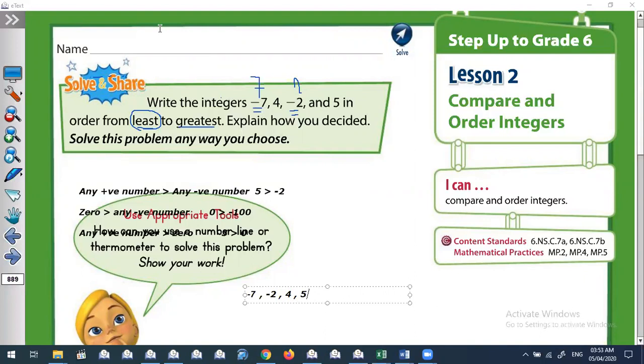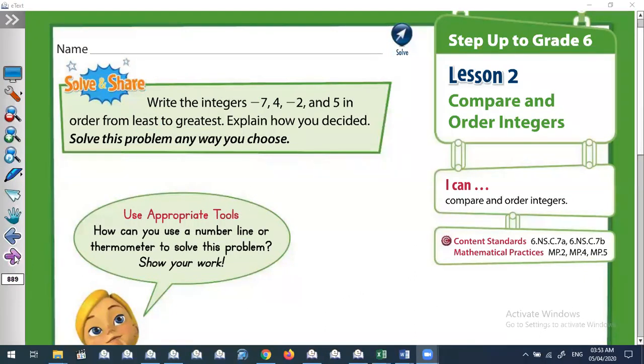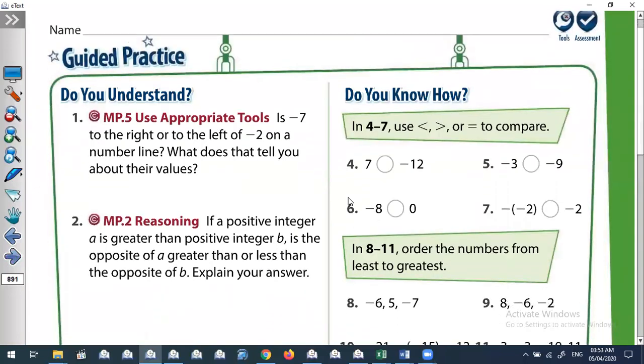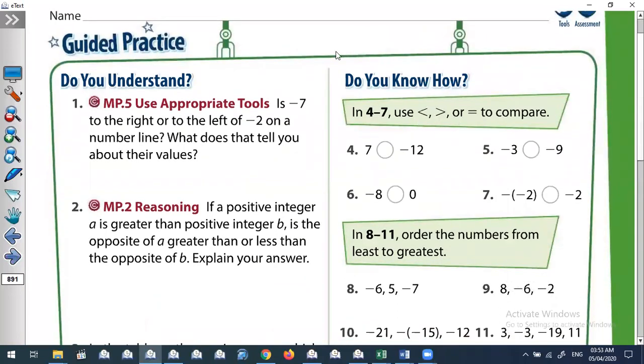Let's see another exercise. Use less than, more than, or equal to compare. 7 and negative 12: 7 is positive, negative 12 is negative, so positive is more than any negative. Negative 3 and negative 9: you have to pay attention in negative. Which is bigger? The bigger is negative 3. In the negative, it will be the converse. The smaller is bigger, the bigger is smaller.